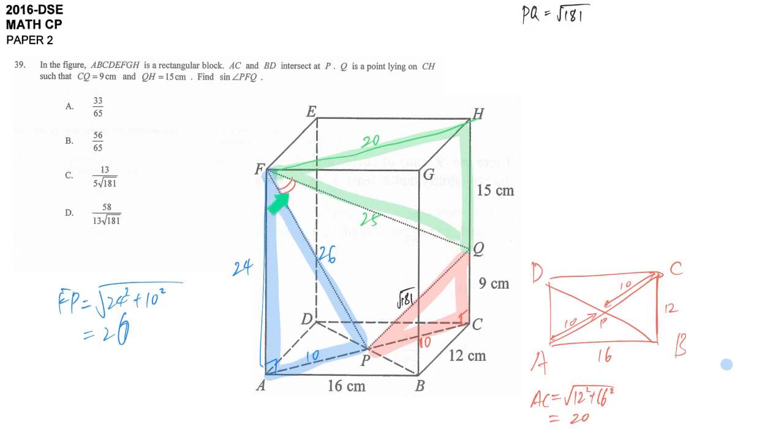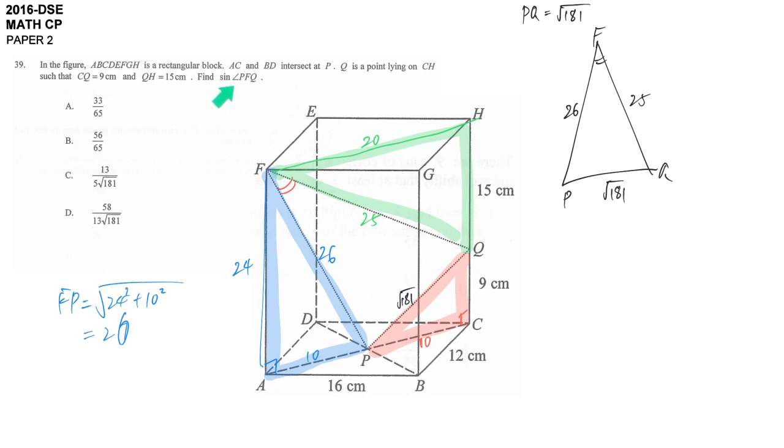So now we have this angle and the corresponding triangle information. We just draw the triangle here. This is point F, our target, and then we have points P and Q. FP is 26, FQ is 25, and we have square root 181. We can't get sine theta directly, but we can get cosine theta. So we use the cosine formula: 181 (square root squared) is equal to 26 squared plus 25 squared minus 2 times 26 times 25 cosine theta.